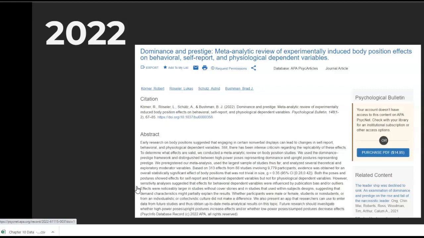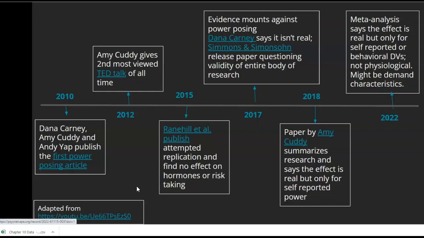So basically, by the time we get to 2022, we're finding that there are some flaws with the studies. If there is an effect, it's probably not a physiological effect that makes people feel a little bit more powerful. Sometimes, maybe, we still need some work in this area. But note there's a lot of back and forth. This is a really interesting timeline to look at, over 2022.